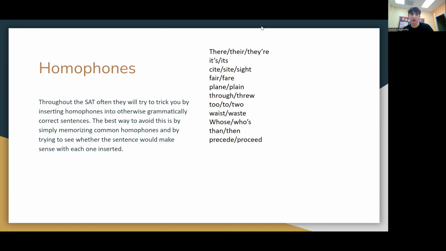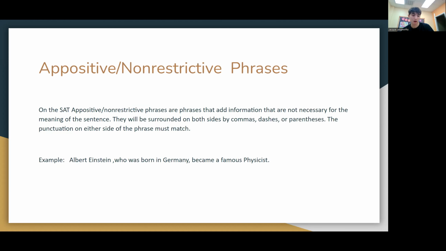And then here's a list of just simple homophones. These often come up on meaning questions, and then you have to choose which one actually means what you need, so those are good to know. Appositives are parts of sentences which do not have to be in the sentence. They can be removed and not change the meaning of the sentence at all.